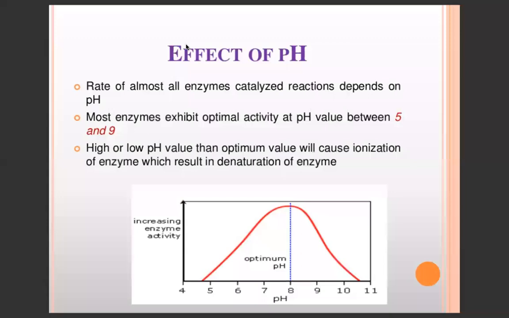It does not work further. Please remember that. Now the effect of pH: the optimum pH is between 5 and 10, almost 10. Below 5, it is acidic, and above 11, 12, this area is alkaline. So by increasing or decreasing pH, the enzyme activity is disturbed.